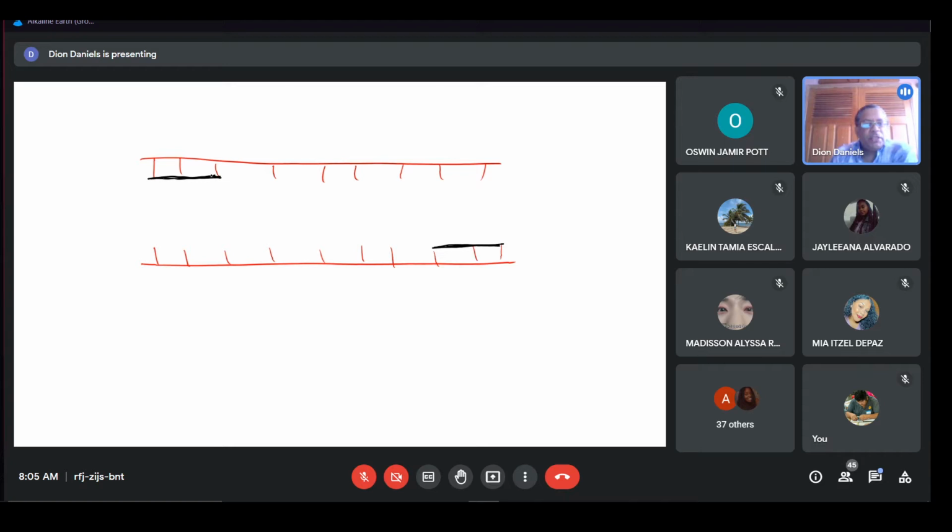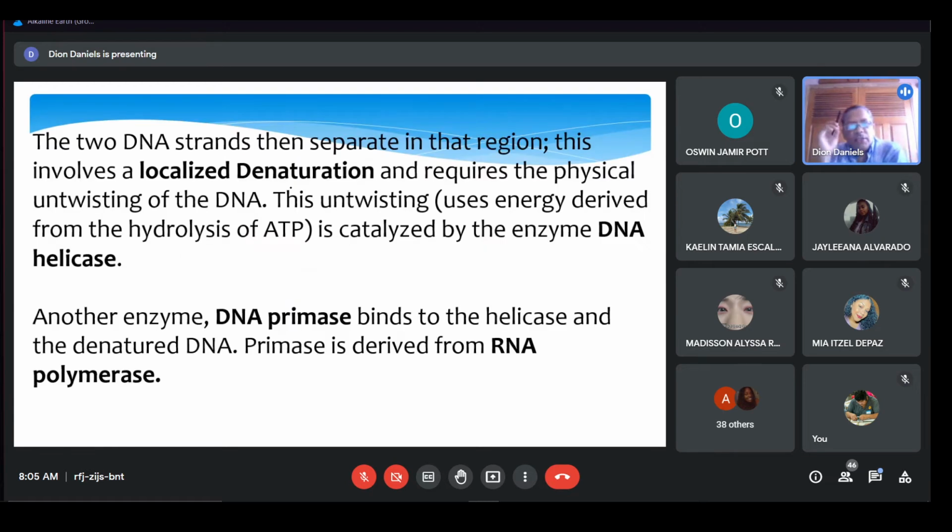And so thereafter, the DNA polymerase will recognize where that primer is and start to build a complementary strand in this direction and in that direction until it is all complete. Okay, so that is the role of the DNA primase that actually binds to the helicase and the denatured DNA, and its role is to make that RNA primer that will anneal to both strands, and it is from there where polymerization will take place. All right.